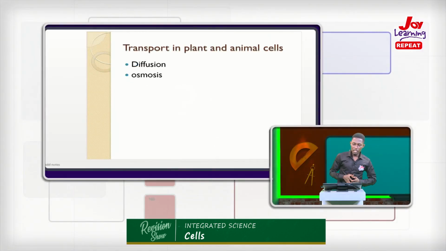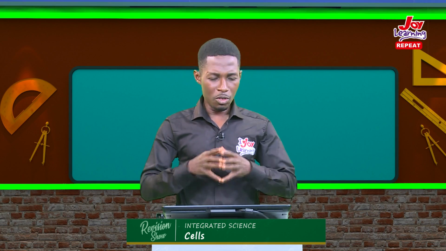Then we'll come to transport in plants and animals: diffusion and osmosis. I'll make it very simple for you. Let's say you're in the house and there's only one chair, and all of you are scrambling for it. Everybody wants to sit down, and you have five of them. As kids, you fight and everybody says, it's my own, it's my own. So you all just sit in the chair, looking at who will get tired and get up.